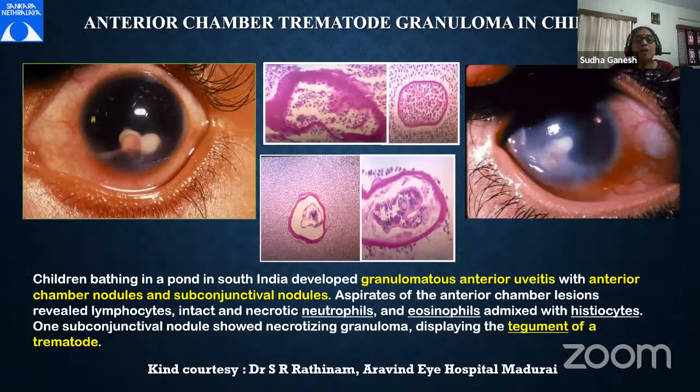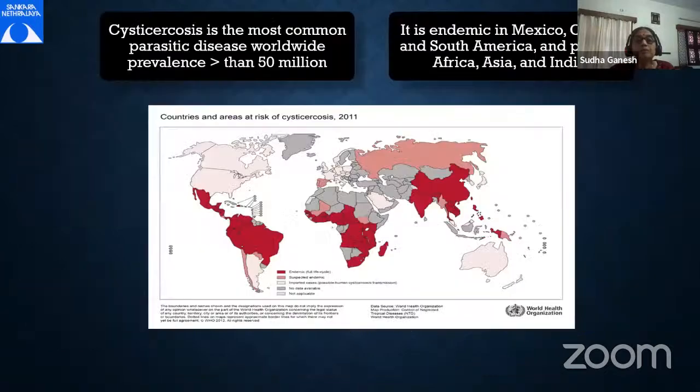Coming to the trematode-like uveitis, it was found to be very common in South India, especially reported by Dr. Rathinam et al. Children bathing in a pond in South India developed granulomatous anterior uveitis with anterior chamber nodules and subconjunctival nodules. The aspirates of the anterior chamber lesions revealed lymphocytes, neutrophils and eosinophils, whereas one subconjunctival nodule showed a necrotizing granuloma which displayed the tegument of a trematode.